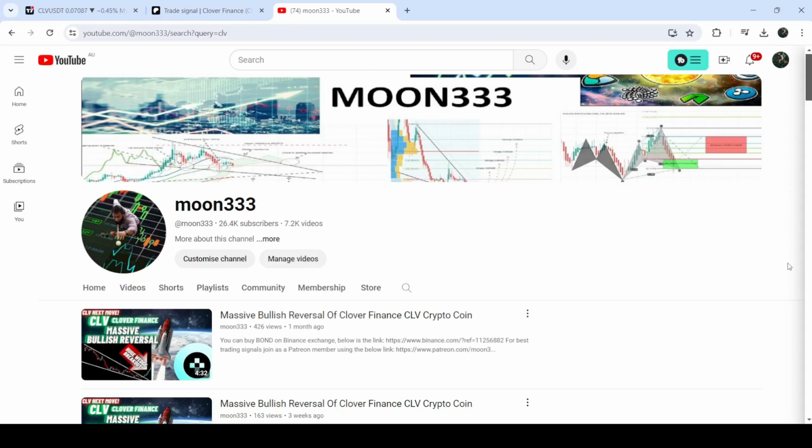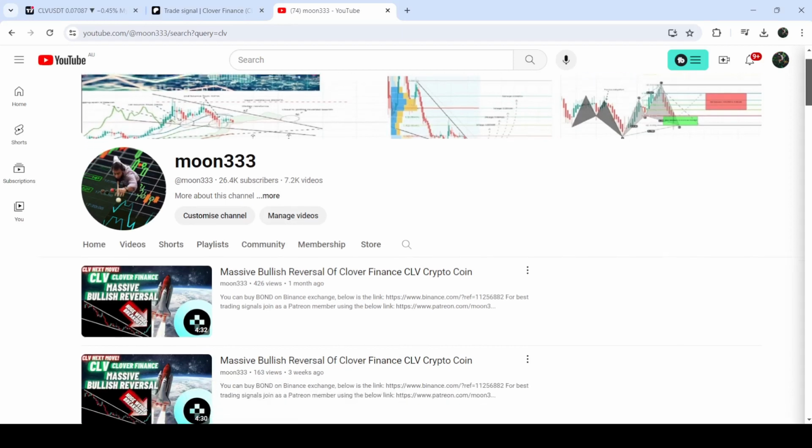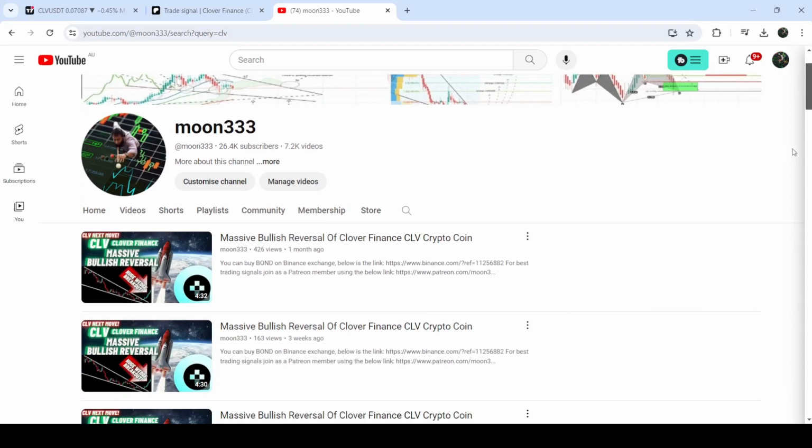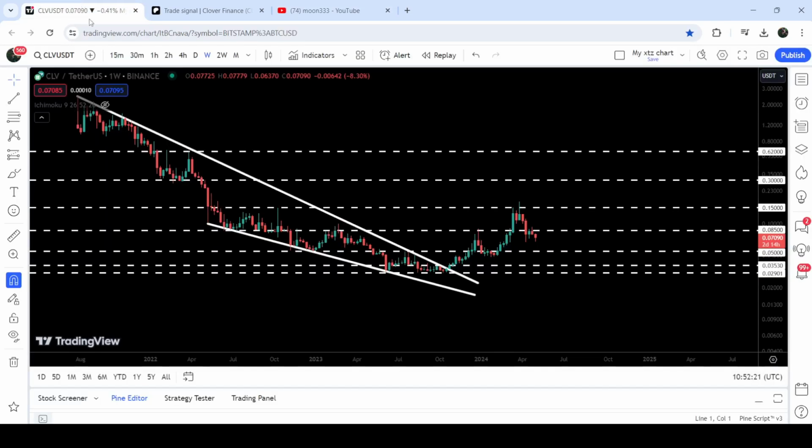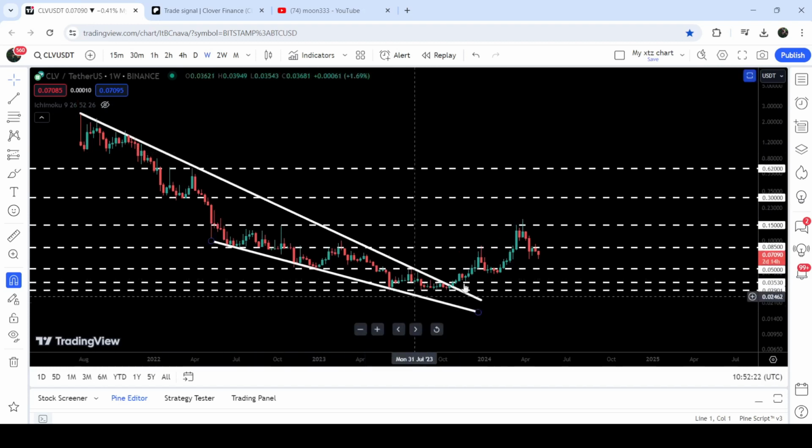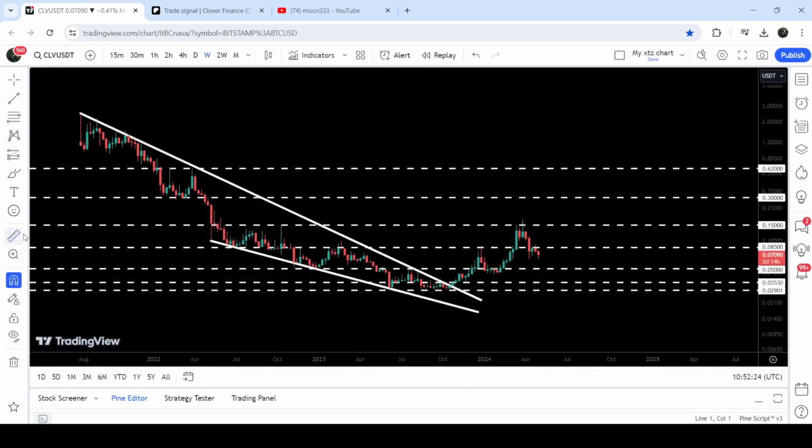As in my earlier videos of CLV, I was showing you a very massive breakout from a big falling wedge pattern that happened on the 7 days time frame chart. And this was one of those videos. And now if we take a look at the live chart, then you can see that after the breakout from this wedge, the price line rallied very well.